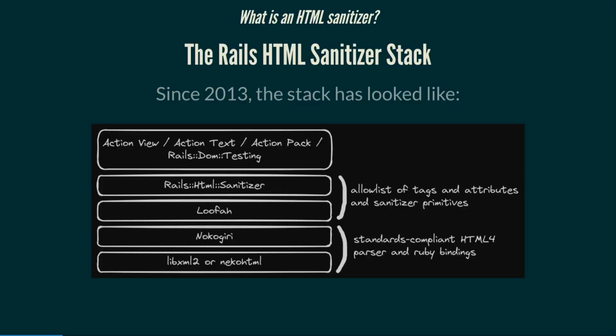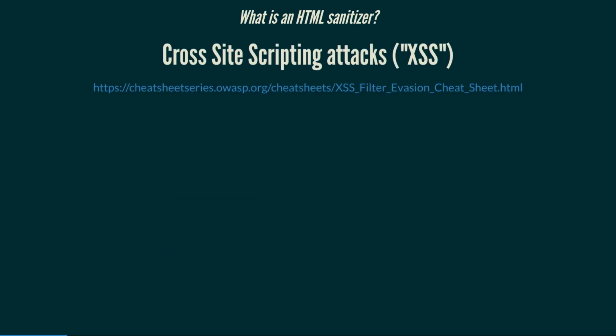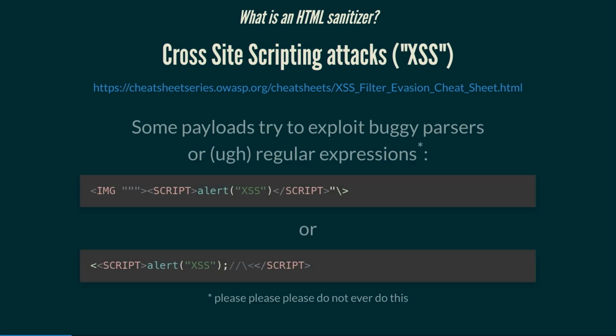At the top, we have all the Rails gems, which use the sanitizer gem, which uses Loofah for some sanitizer primitives, which uses Nokogiri and libxml2 to make sure that we're parsing all the markup correctly. And that's actually a really important part of the stack. Most attacks take the form of payloads that are intended to confuse buggy parsers. So OWASP has this great cheat sheet where you can look and find like a historical archive of real-world attacks.